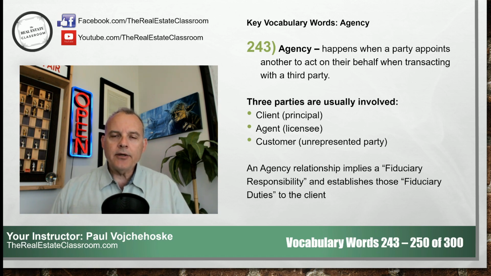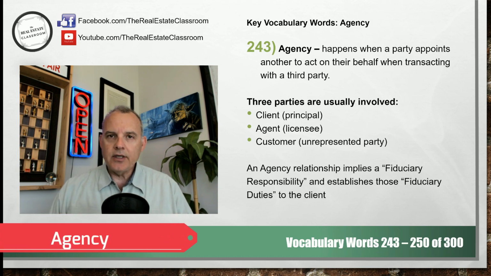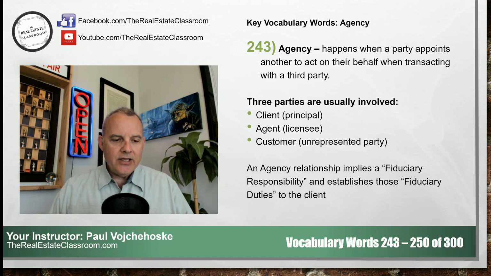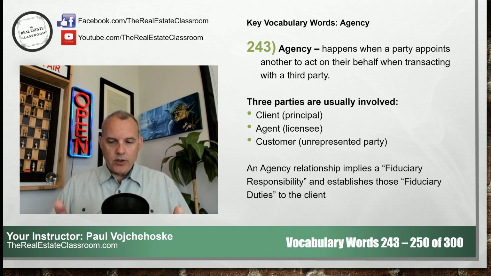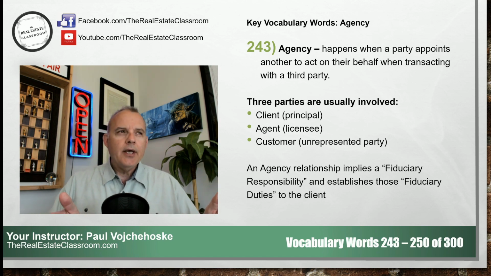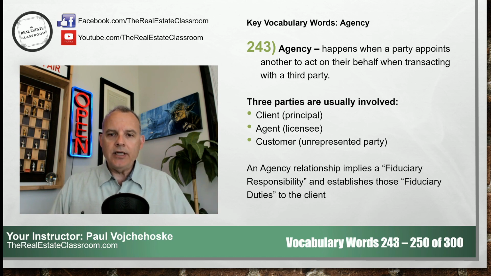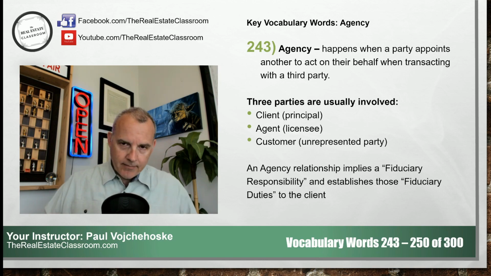All right, key vocabulary words you need to know for your real estate licensing exam. Number 243, agency. When does an agency relationship, or when does agency happen? Well, it happens when a party, such as a seller, appoints another party, like a real estate agent, to act on their behalf when they are transacting with a third party. So the seller hires or appoints that listing agent, who is a licensed individual, to represent them in the real estate transaction with a buyer.